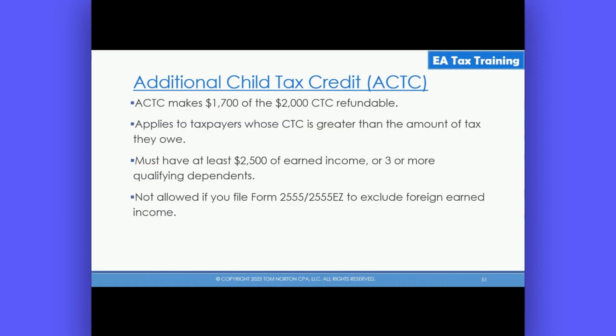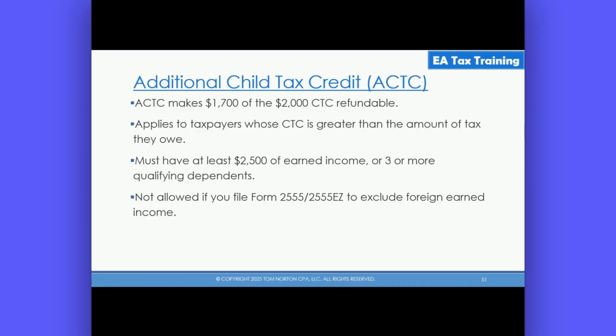Now let's talk about the additional child tax credit. So what this does is it makes $1,700 of the $2,000 child tax credit refundable. It applies to taxpayers whose child tax credit is greater than the amount of tax they owe, which makes sense. If the amount of tax they owed was more than the child tax credit, then we wouldn't worry about whether or not it was refundable because they would be getting the entire $2,000. So this is only going to apply to people whose tax that they owe is less than the $2,000.